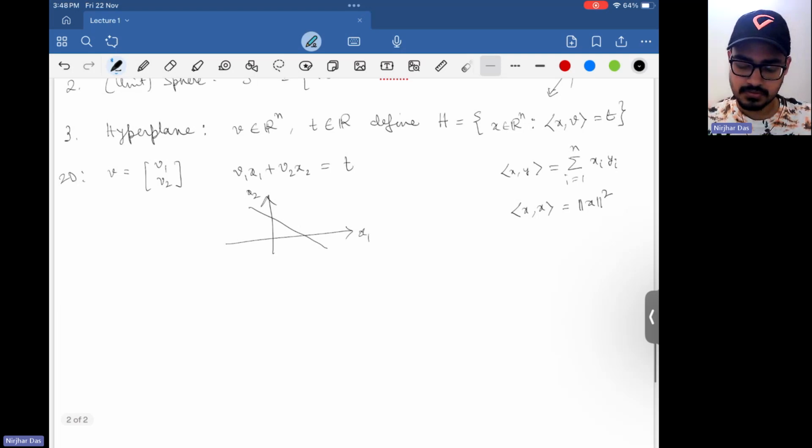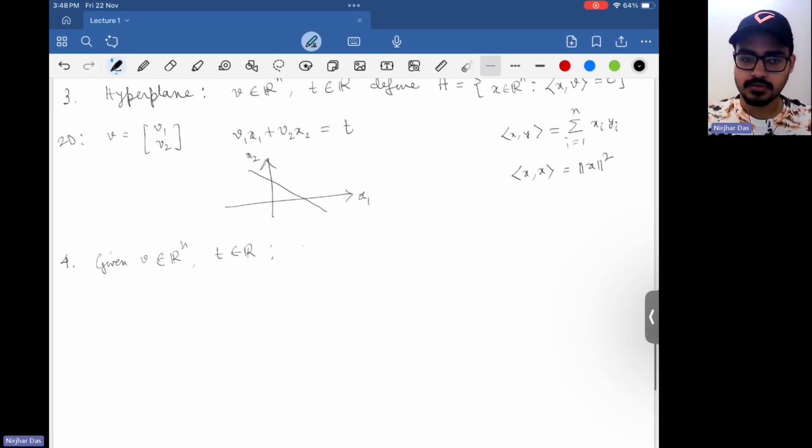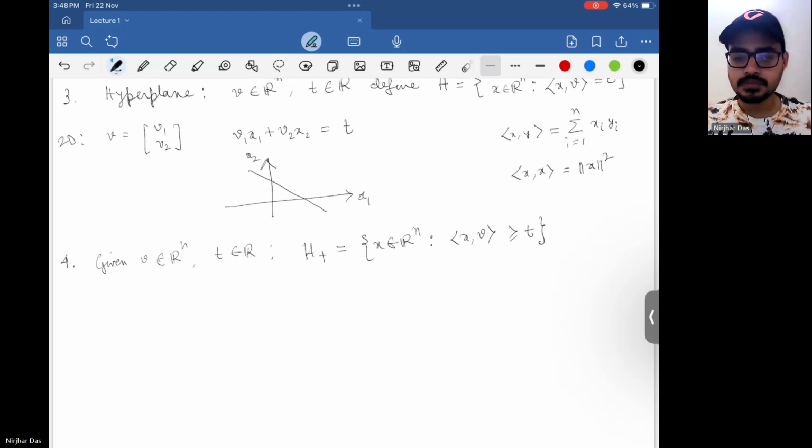Given this definition, for a hyperplane we can also define objects called half spaces. What is a half space? A half space is one side of a hyperplane. Formally, we are given phi in R^n and t in R. Then there are two half spaces. We denote by H plus the positive half space, all x in R^n such that the inner product of x with phi is greater than or equal to t, and by H minus the other half space, all x in R^n such that the inner product of x with phi is less than or equal to t.